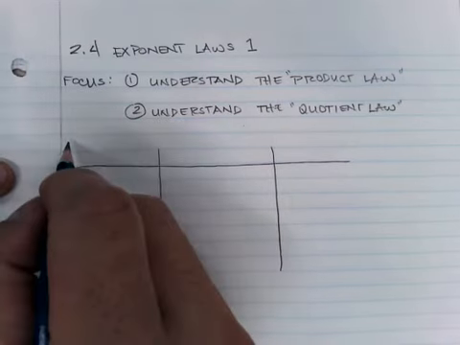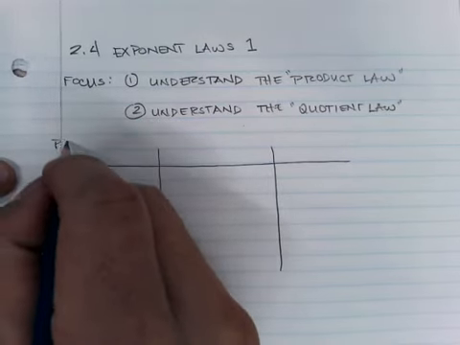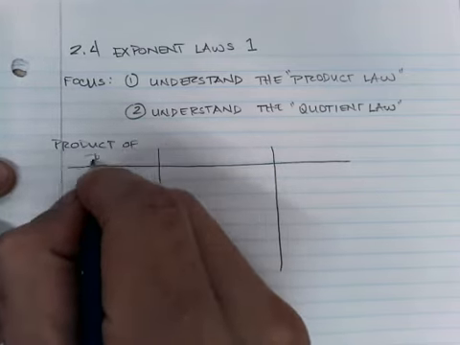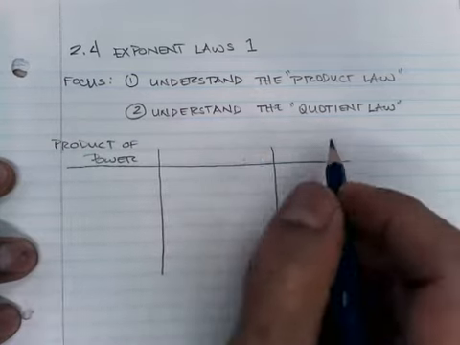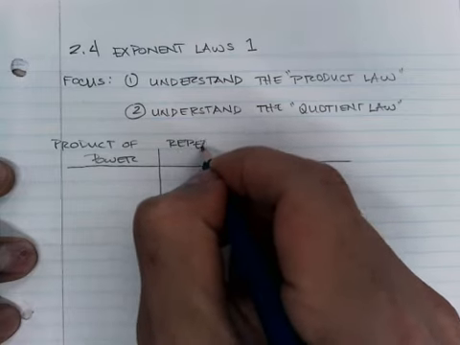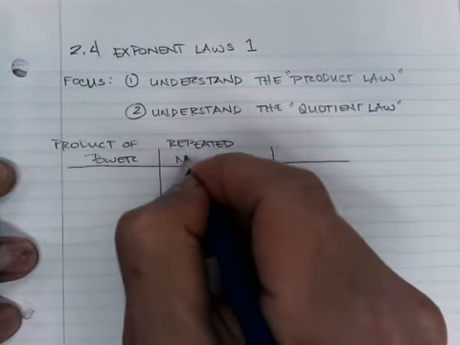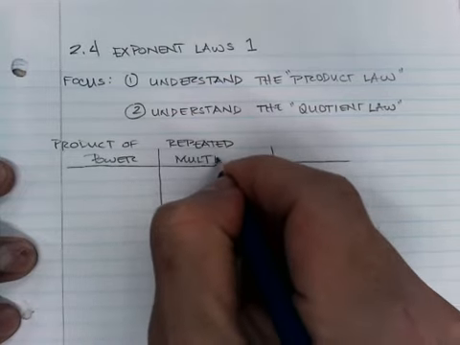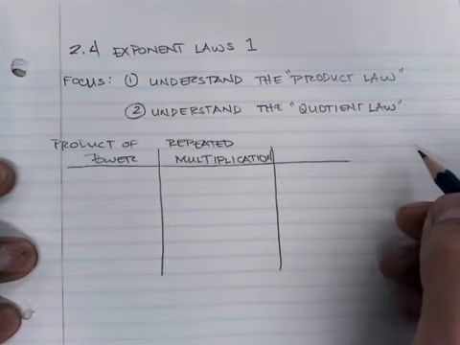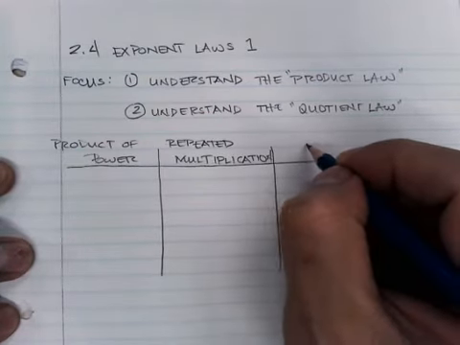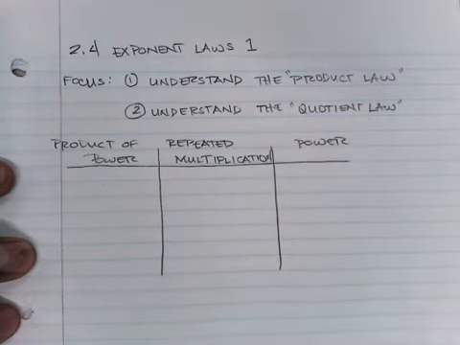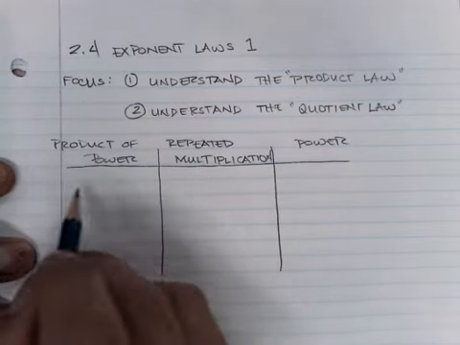Okay, so in this column, we're multiplying powers. So we're going to call it the product of powers. And you'll see in the example that I'm going to give you. So it titles itself. Then we're going to write this as a repeated multiplication. Okay. And this is just deriving how the law came about. And then in the last column, we're going to rewrite it as a power.